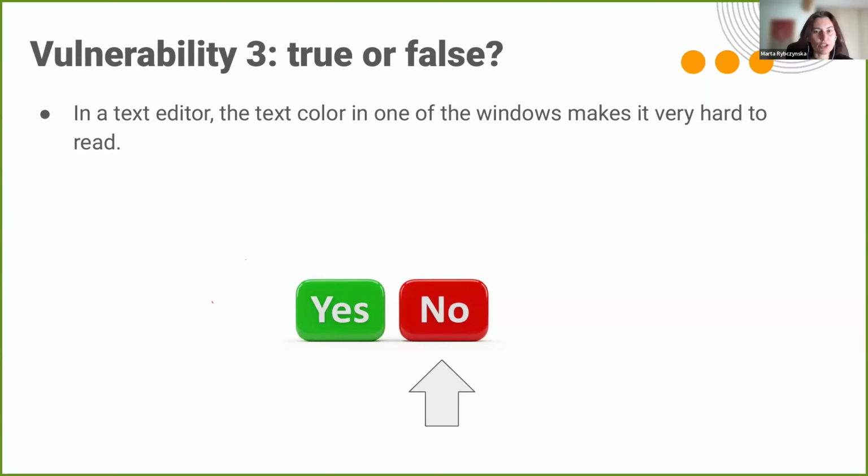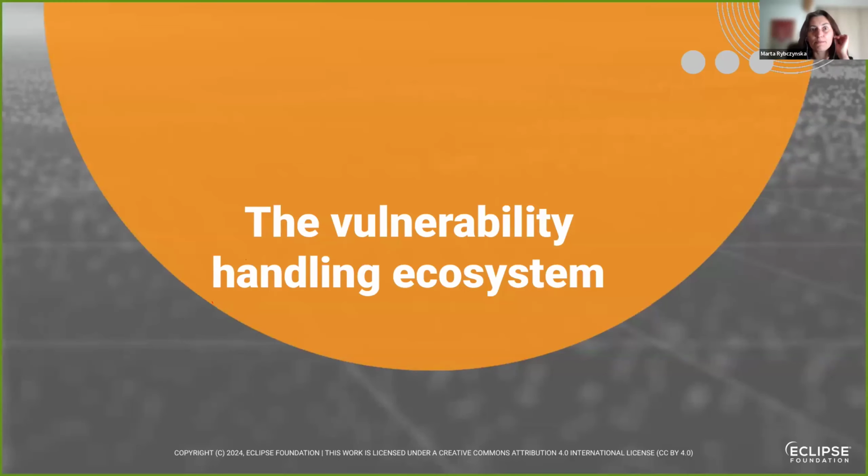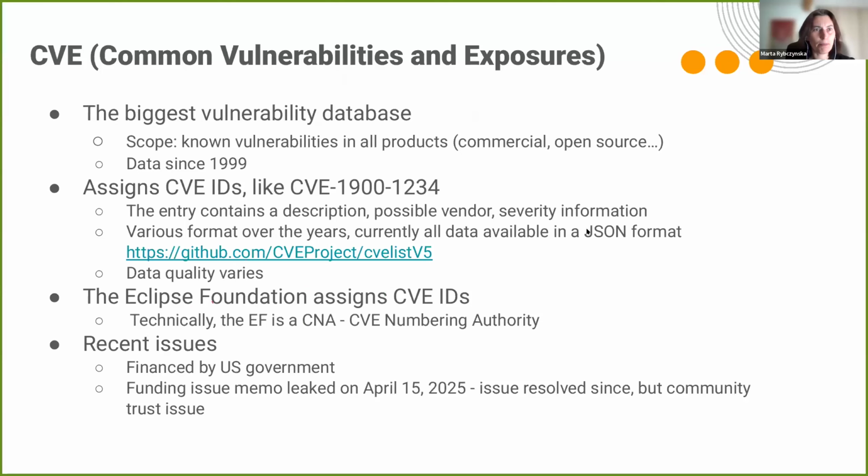So when we have the definition of vulnerability, there is an ecosystem around vulnerability handling. And the first big abbreviation you have when you look at vulnerabilities is CVE, and that means Common Vulnerabilities and Exposures. That's the biggest vulnerability database that is there, and the scope is to include all known vulnerabilities in all products. It doesn't matter if those products are commercial or open source. They register all known vulnerabilities, and they have data since 1999.